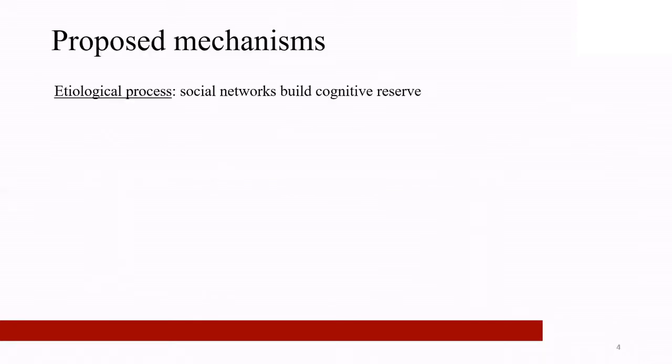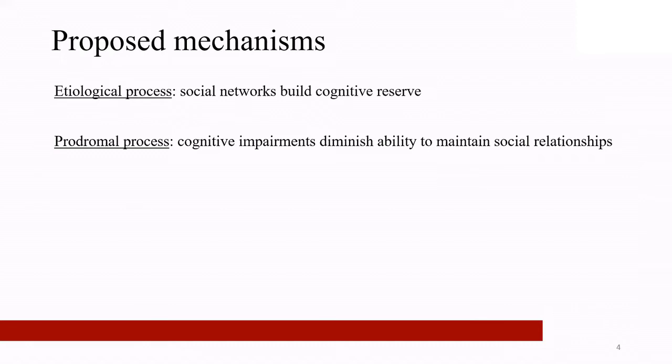First, we propose the etiological process. This would state that social networks build cognitive reserve by stimulating the brain through interactions with other people. This cognitive reserve, in turn, protects individuals against the harmful effects of dementia and other forms of neurodegeneration. It is consistent with the social causation hypothesis. This is contrasted by the prodromal process, which would state that cognitive impairments diminish the ability to maintain certain social relationships. This latter process aligns with the social contraction hypothesis, in that cognitive declines precede network change.